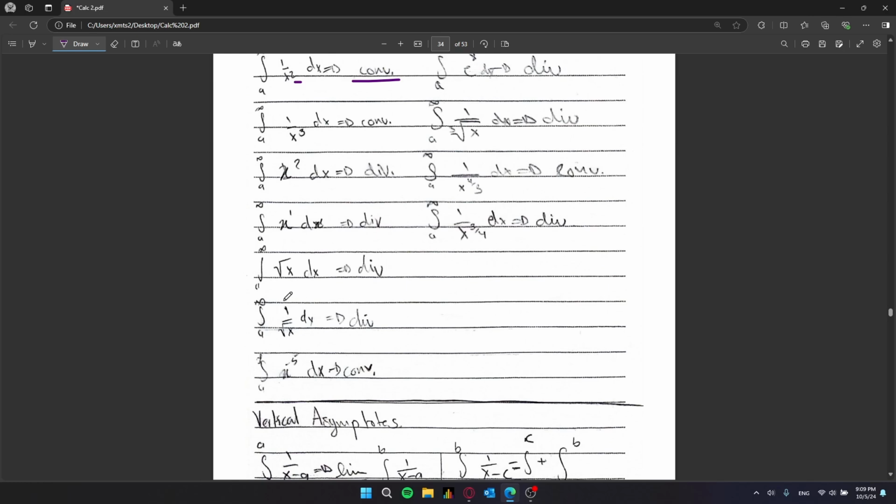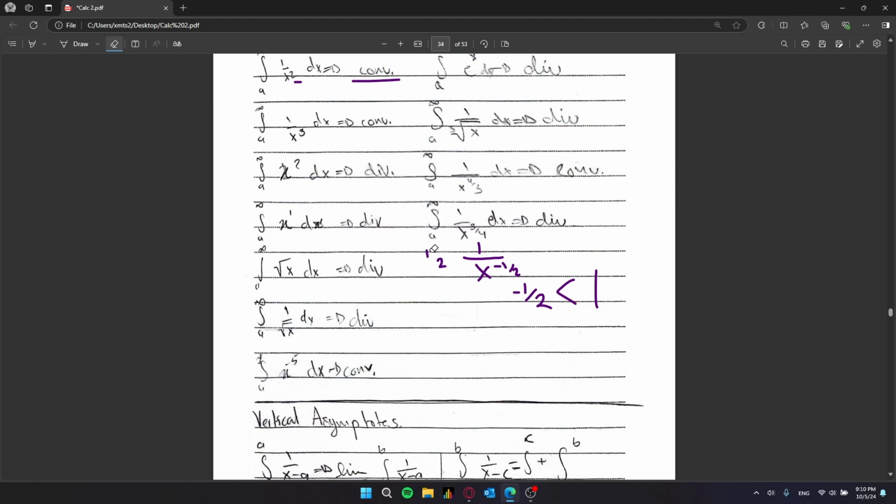Let's take this case. 1 over the square root of x. This is equal to 1 over x to the power of half. Same thing. So p, half, is less than 1. Shocker. So this is going to diverge. Same thing with x to the power of half, and you can also express this as 1 over x to the power of minus half. And minus half is also less than 1, so this will also diverge.